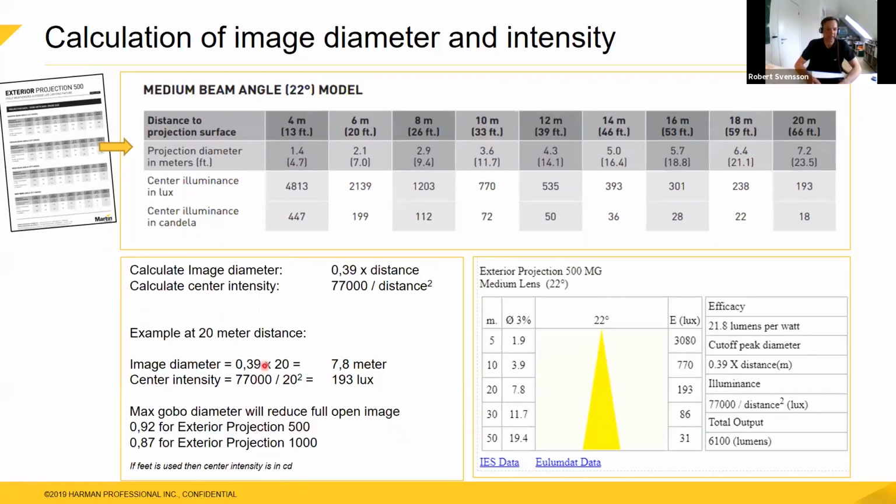Yes, and again, if you are not using the metric system, you can just use feet instead. So it's the same formulas. So you can insert feet here. So if you insert 66 feet, then this calculation will give me the 23.5 feet projection. And if I insert feet here, the result here will come out in candela. So I'll get the 18 candela.